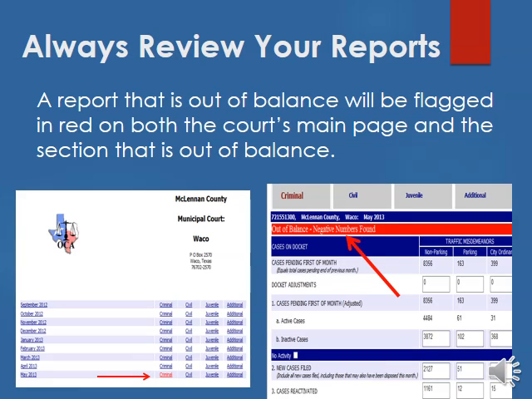I can't encourage you enough on the importance of reviewing the report not only for accuracy, but also to check for any reports that are out of balance. If data does not comply with the rules, the report is marked in red on the court's main page and gets flagged as out of balance in that section. Things such as total lines not adding up correctly or a negative number in any line other than the docket adjustment line will cause that section to be out of balance.